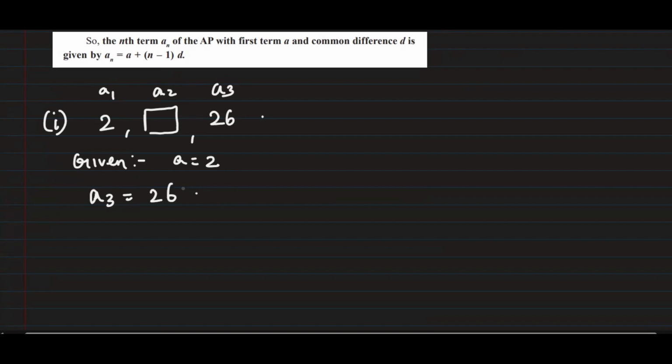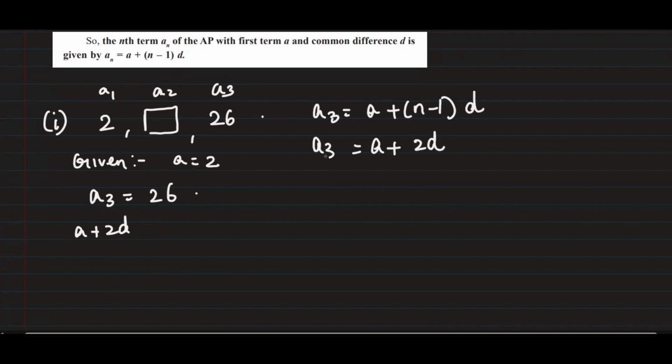But then how do we write A3 now? A3 is equal to A plus 2D. That is, A3 is equal to, use the nth term formula, A plus (n minus 1) into D. Here n is 3. So 3 minus 1 will become 2D. So A3 is equal to A plus 2D. So A plus 2D is equal to 26.